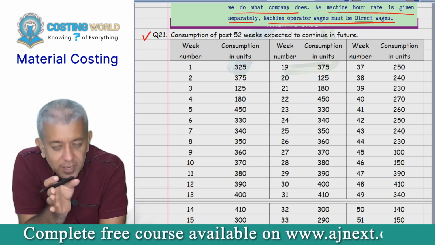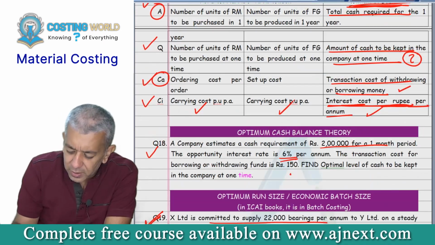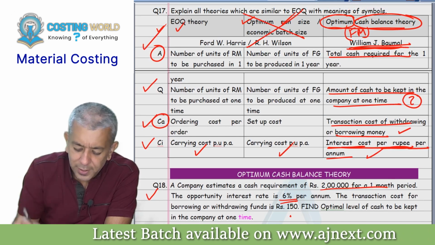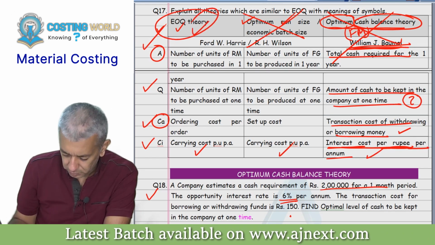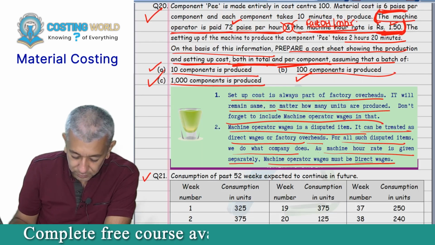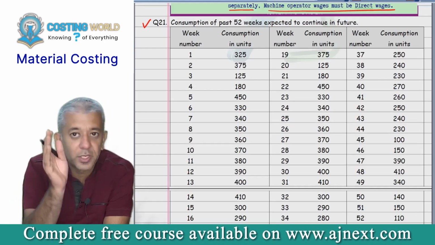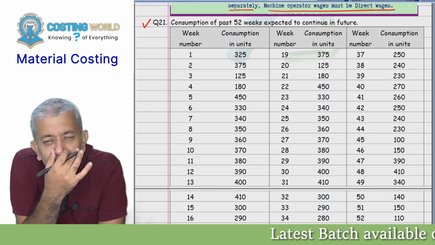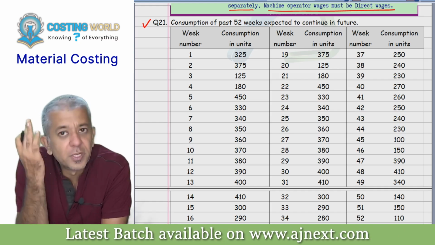Till now I answered one question for you. One small thing, whatever you have done today, forget it. Economic batch size, forget. Optimum cash balance, forget. EOQ, I still remember. EOQ teaches you how much to order. Example, I trust on Wilson and Ford's formula and I already know how much to order.